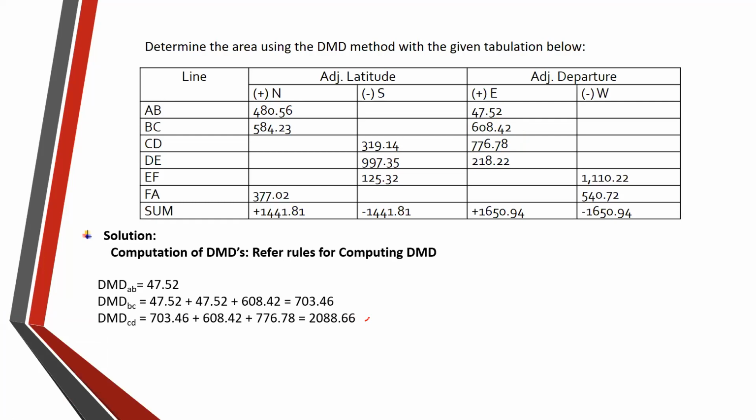Yes. How about the DMD of the line DE? Can you get it? Yes. 2,088.66 plus the preceding departure, 776.78, plus the departure itself, which is 218.22. How much is that?